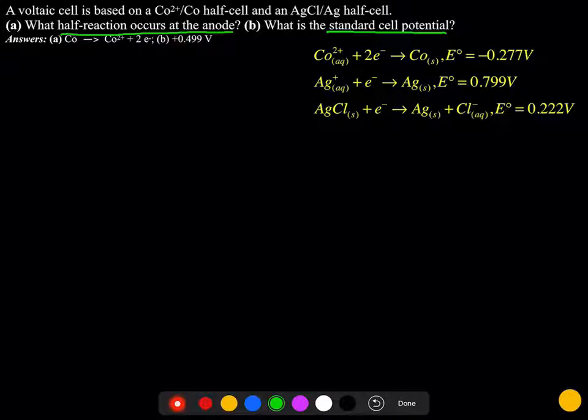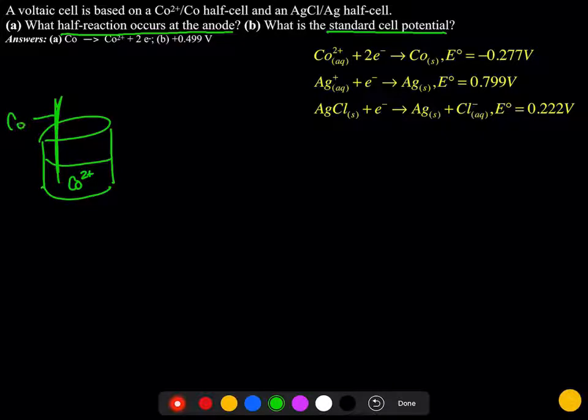First things first, we need to get a visual on what's happening in the cell. Sometimes you can just do that in your head. Some people are really great with visualizing, some not so much. If that is something that's hard for you, just doodle the cell and that will be helpful. It says that one half cell is composed of cobalt and cobalt plus 2. So that means we have one half cell that is composed of some cobalt plus 2 ions and some solid cobalt.